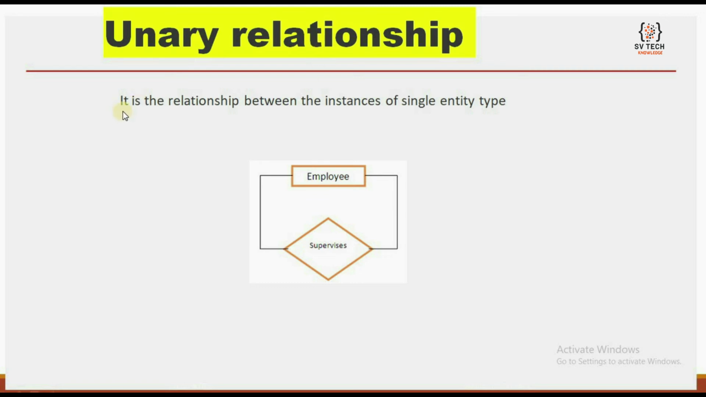Unary relationship: it is the relationship between the instances of a single entity type. We can see here, an employee supervises another employee. The same type of entity participating in a relation is known as a unary relationship.